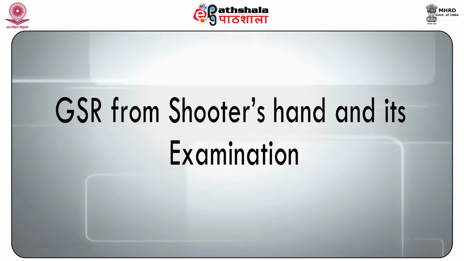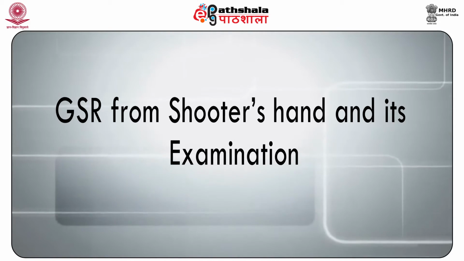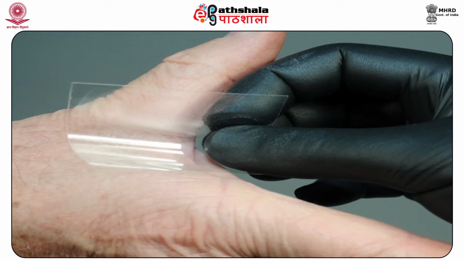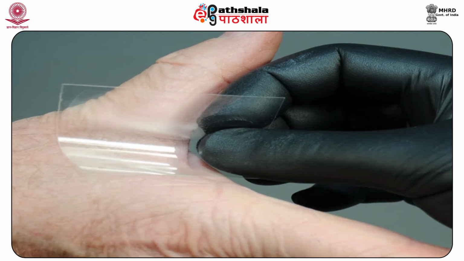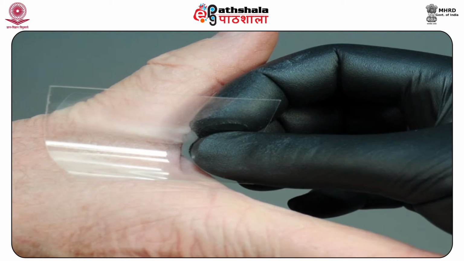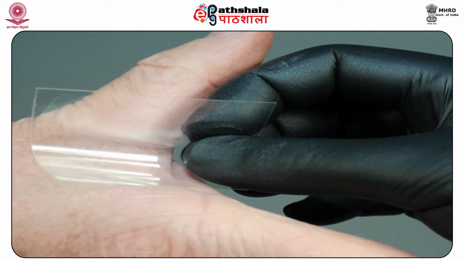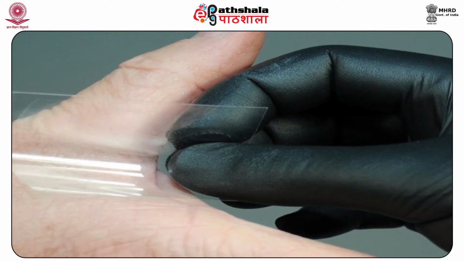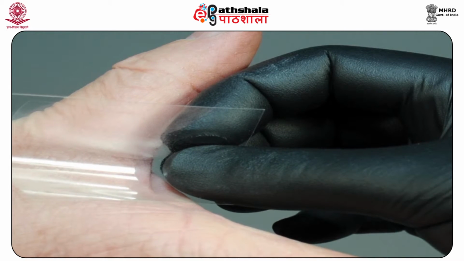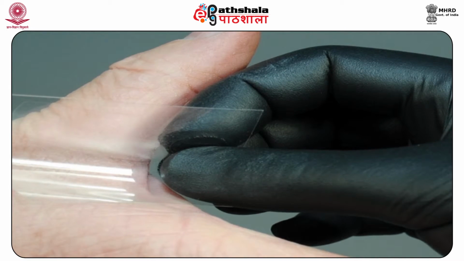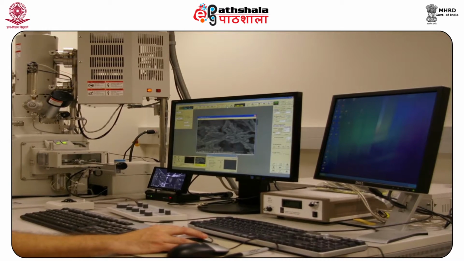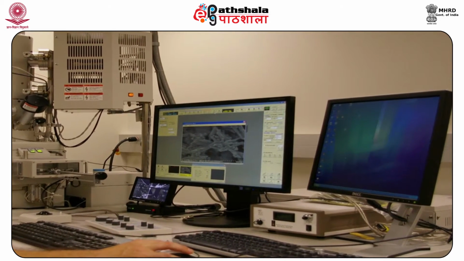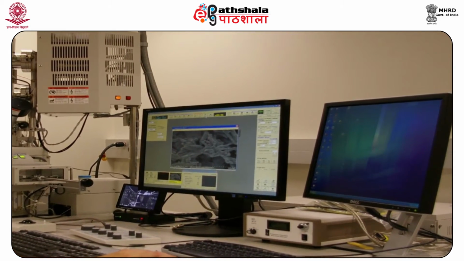Let us have a look at GSR from the shooter's hand and its examination. One application of scanning electron microscopy has been to determine whether a suspect has recently fired a gun. In this regard, an attempt is made to remove gunshot particles that remain on a shooter's hand by lifting them off with a piece of adhesive tape. The tape is then examined under the SEM for the presence of particles that may have originated from the bullet primer.